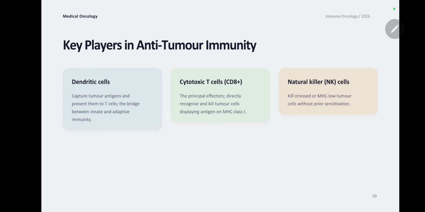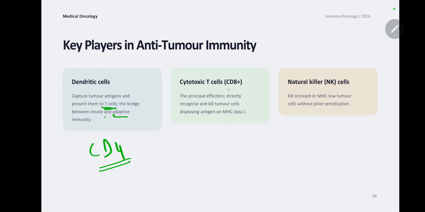So what are the key players in anti-tumor immunity? First is the dendritic cell. What is the dendritic cell? It is a type of cell which captures the antigen and presents this antigen to the T cell, which type is the CD4 T cell, and acts as a bridge between innate immunity and adaptive immunity.